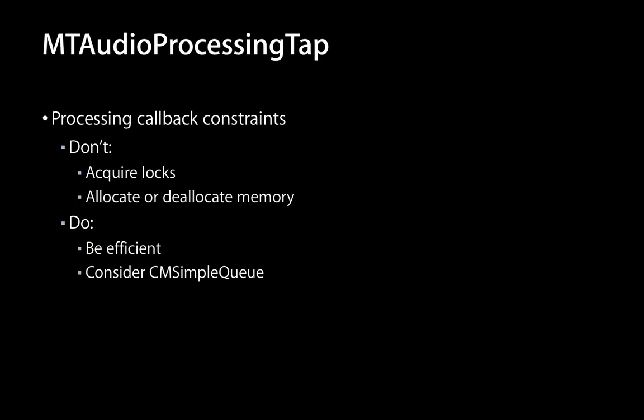So, during the process callback, remain focused, keep your code honed in on just doing the audio processing. You're executing on a very high priority thread, and those of you who have worked with Core Audio before are well aware of the constraints of doing this sort of audio processing in real time. If you do need to do audio processing on some ancillary thread or ancillary work queue, you might want to consider the use of a CM simple queue. This data structure is both lockless and thread safe.